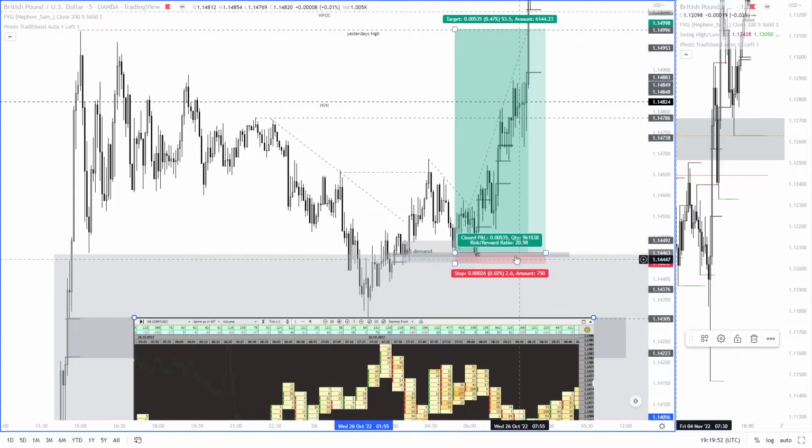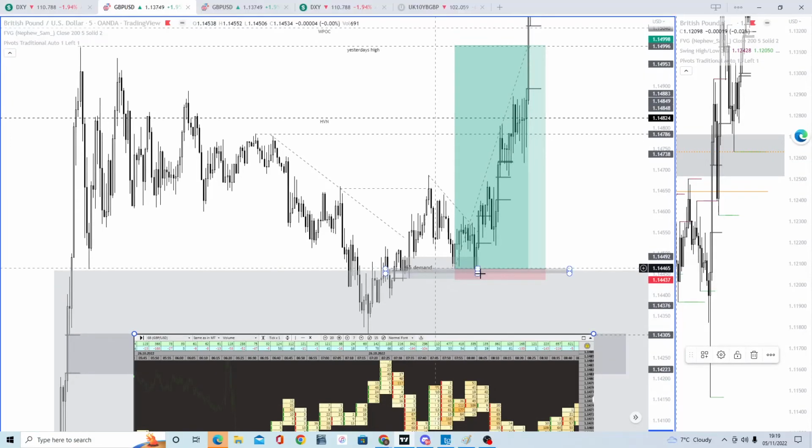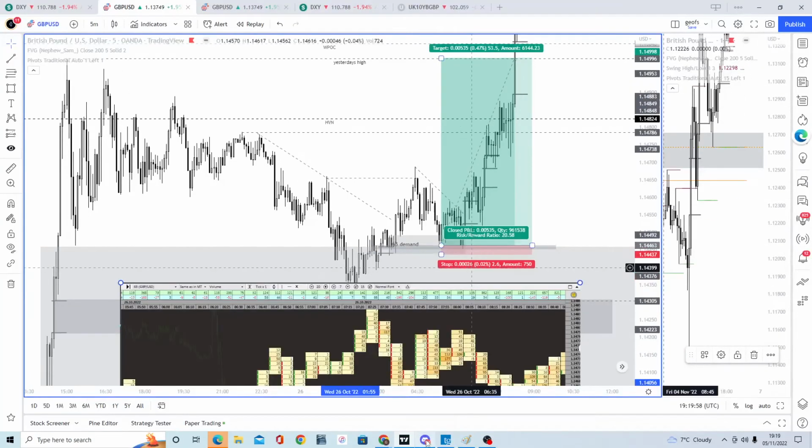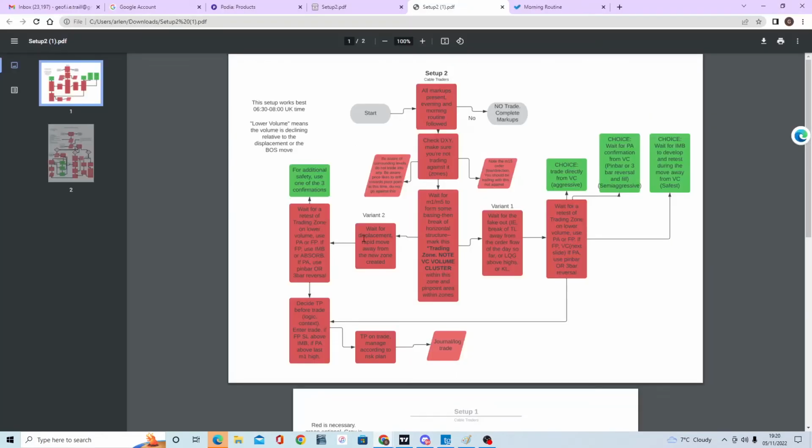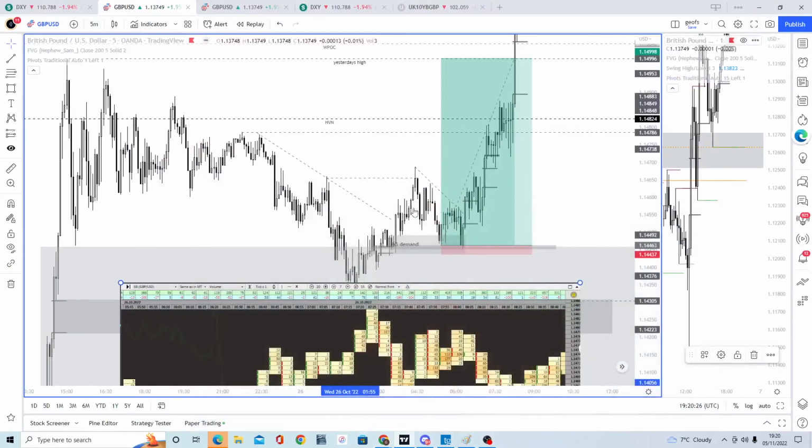I think with VCs, I don't think you need confirmation, but if you want to be safe, I think you can just go for that if it's on low volume. Before in setup 2, I would say wait for one of the 3 confirmations. You can choose to trade directly from the VC if you're aggressive. Wait for PA confirmation, which would be like a 3-bar reversal, or say wait for an imbalance to develop and retest away from the volume cluster. That would be the safest.